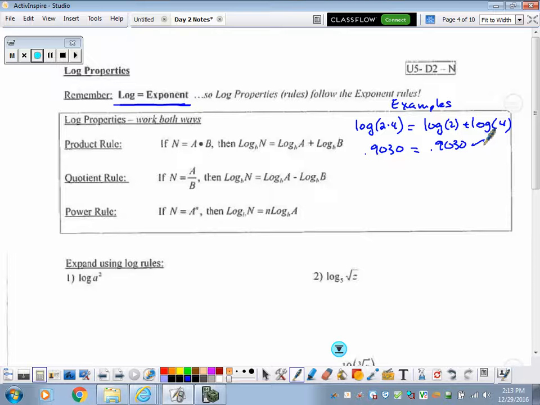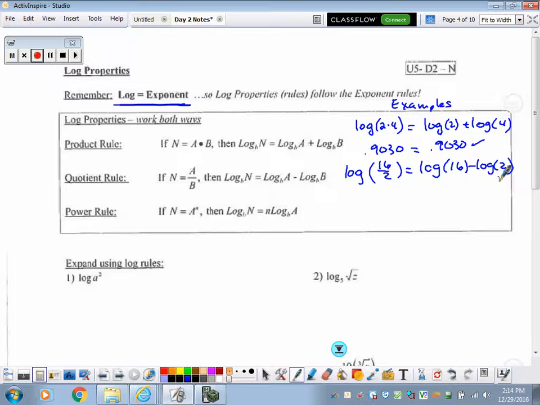Let's see what happens with division. Division says that if n is equal to a divided by b, then I can take that and expand it to log a minus log b. Let's see if that works with regular numbers. Let's do 16 divided by 2, and let's see if that's the same thing as log 16 minus log 2.